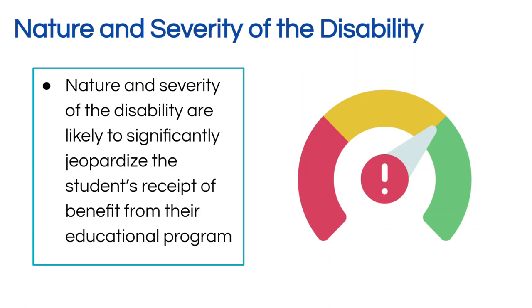Nature and severity of the disability. The IEP team determines whether, without ESY services, the nature and severity of the student's disability are likely to significantly jeopardize the student's receipt of benefit from their educational program during the regular school year. Relevant data include observations, data sheets, and performance checklists. Also consider documented degenerative or significant medical conditions, including traumatic brain injury. Please consult your procedural support liaison and/or ESY specialist if you are considering this factor.